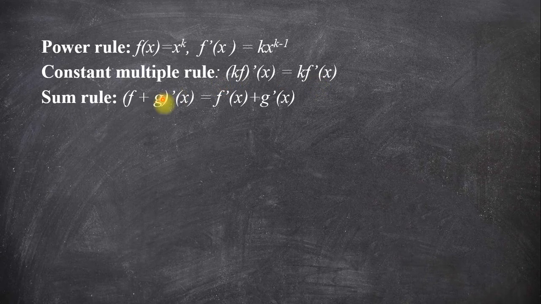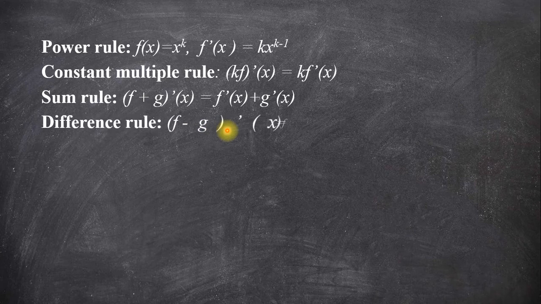Next, the sum rule. The derivative of f plus g at x becomes f prime at x plus g prime at x. So we can differentiate each function individually. So if f plus g at x is given, we can analyze and differentiate them separately. This is the third rule. Next, the difference rule is like the sum rule except for the sign. This is a plus sign and this is a minus sign, so they have the same rule: f prime at x minus g prime at x.